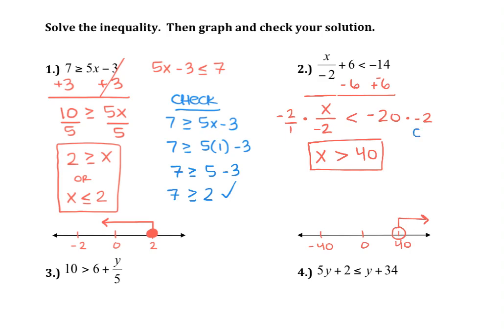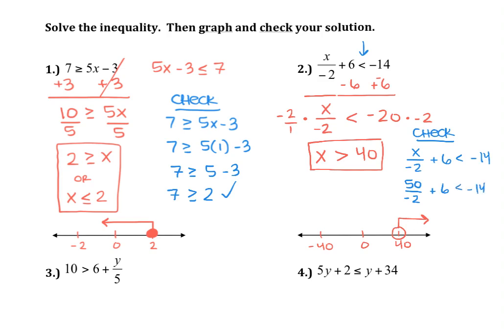Now we'll go ahead and do the check step. So I've got x divided by negative 2 plus 6. Remember, in your check step, put the inequality sign the way it was facing in the original problem. All right, and I want to pick something divisible by 2. I could pick 41, but that's going to leave me with a fraction. I'd rather not have a fraction. So to make this easy, I'm going to go ahead and just pick 50. But you could pick anything bigger than 40.